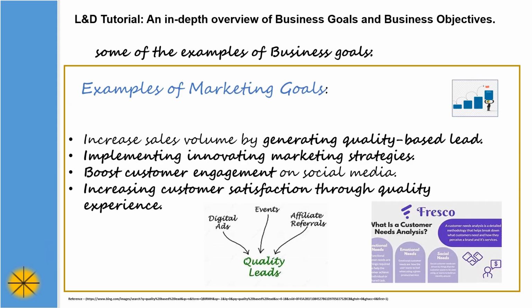Some of the real-time marketing goals examples could be increasing sales volume by generating quality-based lead, implementing innovative marketing strategies, boosting customer engagement on social media, increasing customer satisfaction through a quality experience, and driving forward companies' growth by increasing customers' engagement and loyalty. These are all sorts of real-time marketing goals examples which can be used by the companies to meet the long-term business goals and drive forward companies' growth.